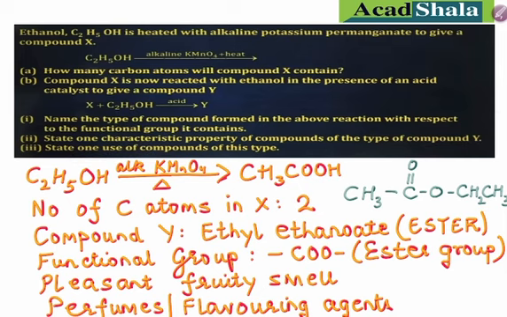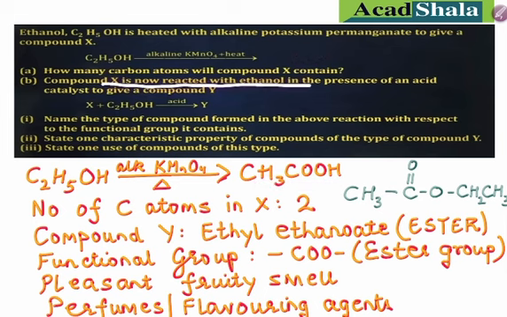Okay. Now, first of all, we are reading this question, and our first aim is to complete this equation. After completing this equation, we see that the product is CH3COOH, which is known as acetic acid. Now the first question says how many carbon atoms will compound X contain. So we have to find out how many carbon atoms it contains. We see over here 1 and 2. So it contains 2 carbon atoms, which is compound X according to the demand in the question.